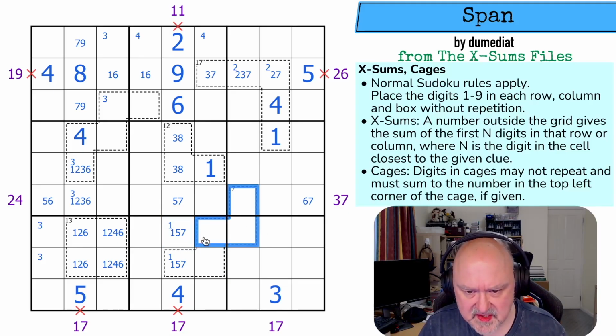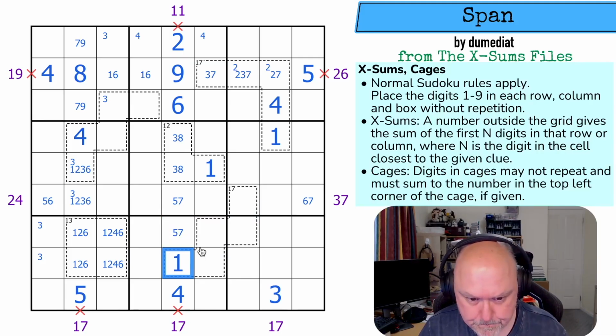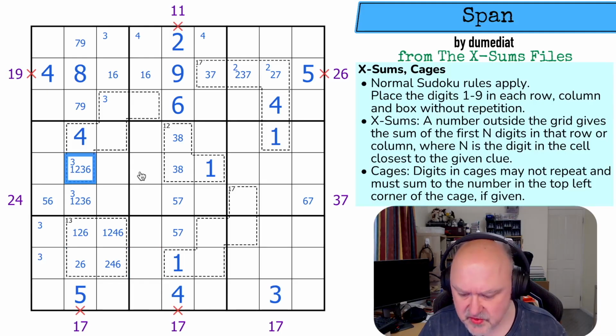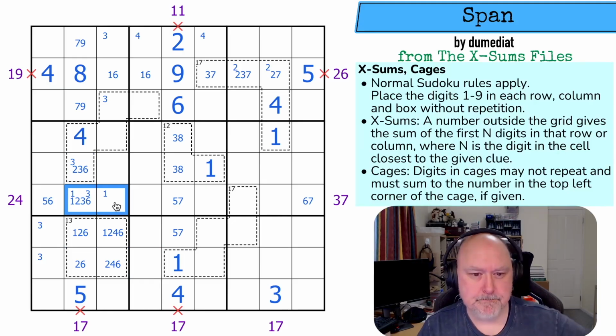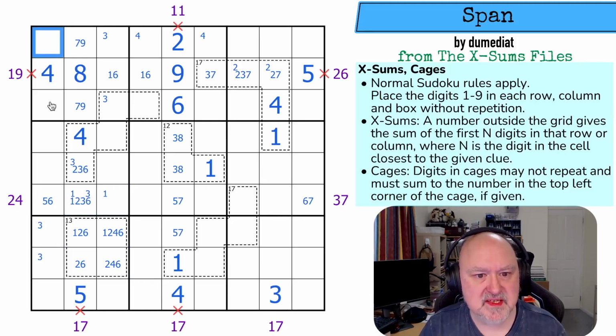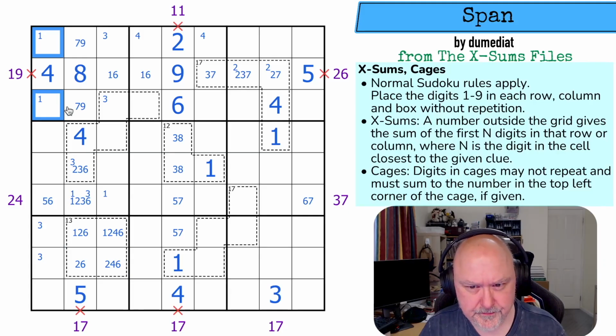I can't put 1 in this cage. If that's a 1, I can't put 1 in any of those, can't put 1 there, and I can't put 1 there. That can't be the 1. That's the 1. Which means there's no 1 over here. One is not here. 1 is in one of these two. Which means 1 is in one of these two.